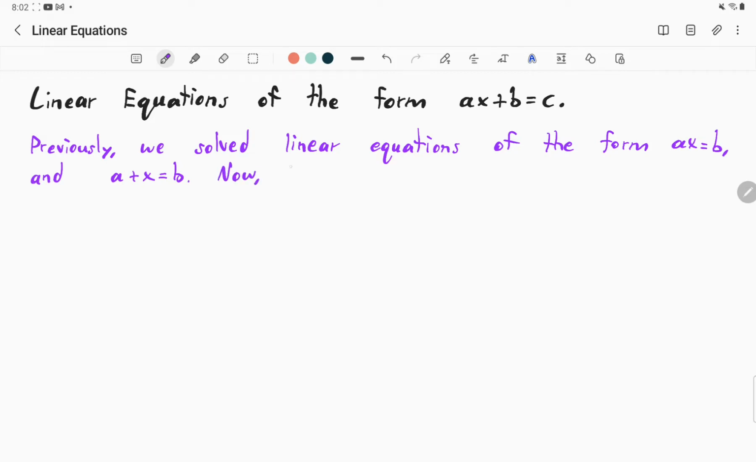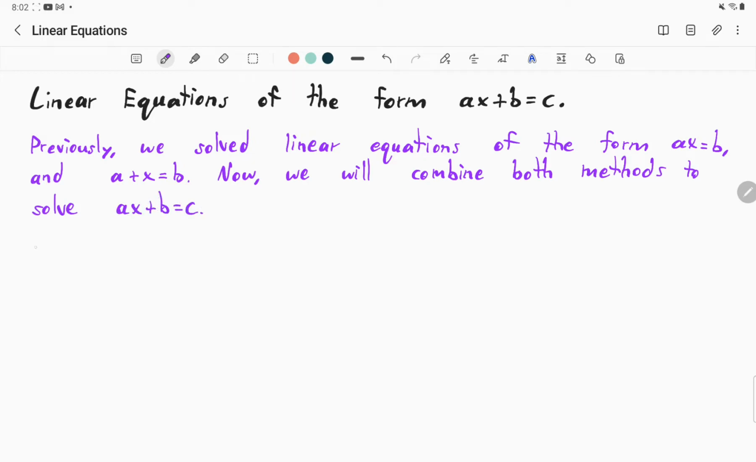Now we will combine both methods to solve ax plus b equals c.